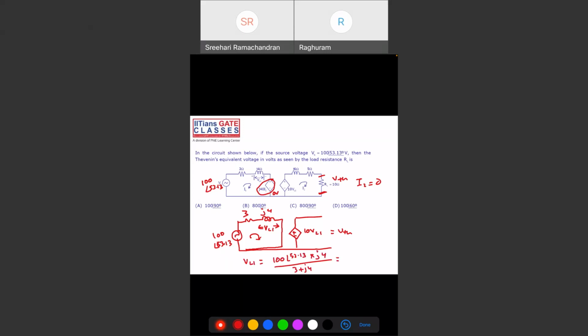Now to find this. I don't know what is tan inverse 4 by 3. So this is 53.13, cos of 53.13 is 0.6. So this is 60 plus J80 into J4 by 3 plus J4. Okay, so this will be something like this. Numerator is actually 20 times the denominator, right? So this is 3 plus J4, 60 plus J80.